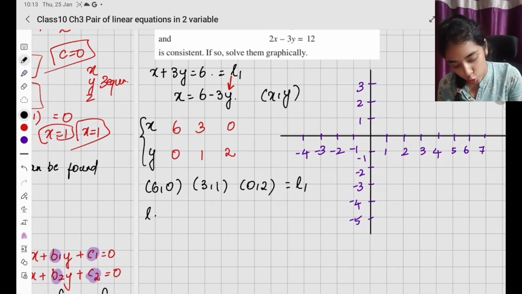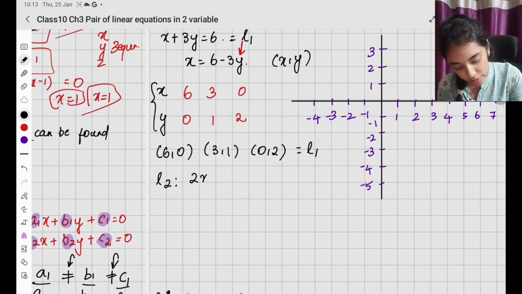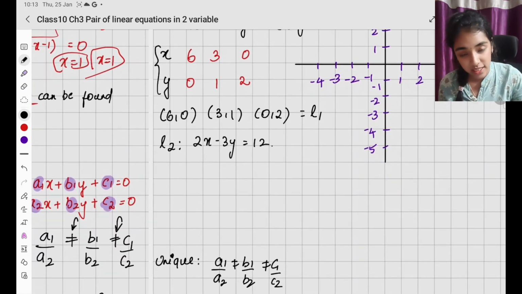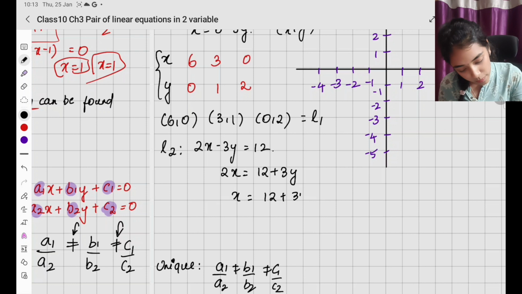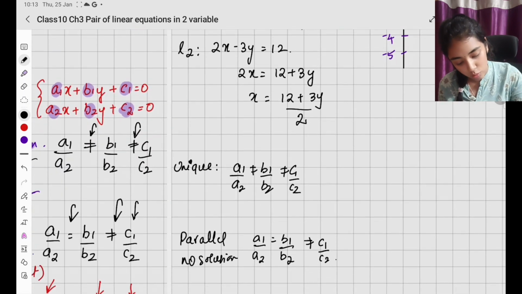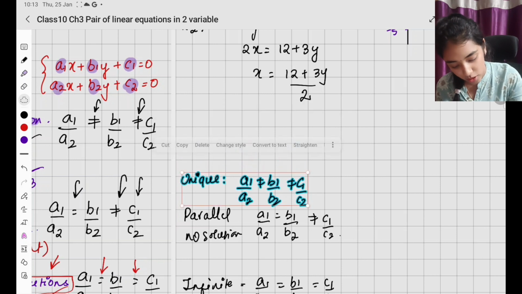Now what is L2? L2 from the question is going to be 2x minus 3y equals 12. So we have 2x minus 3y equals 12. Now let's plot for this. Before that, we'll write it in the simplest form. So we have 2x equals 12 plus 3y. So x equals 12 plus 3y divided by 2. Correct? Now I am moving this a little below. Let this not block the place.